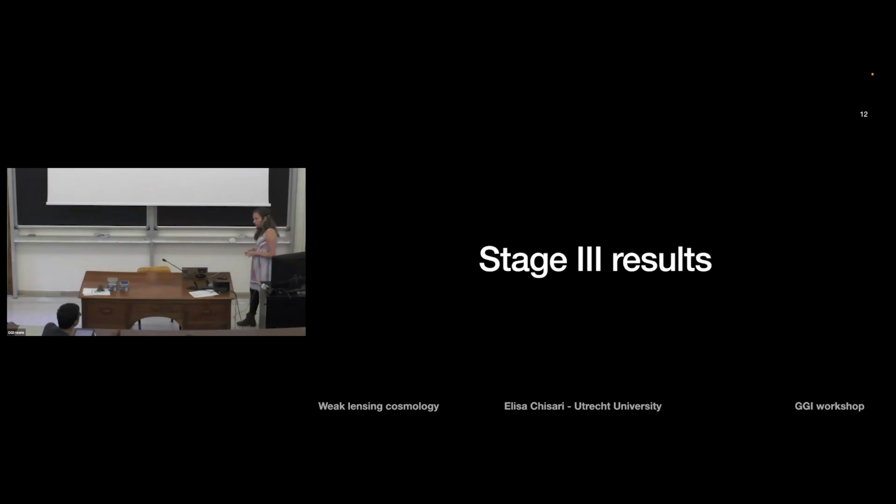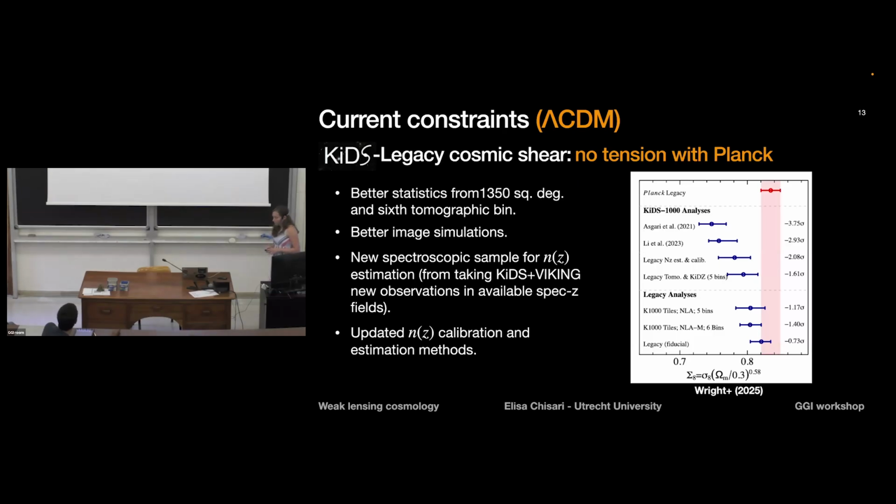All right. So now I'm going to give you an overview of where we stand in terms of the stage 3 results of these surveys before we progress to what the challenges are for stage 4. Okay. I'm going to do this mostly through plots from some of the KiDS papers, just because that's the one that I'm involved with. But I'm going to show you all of them, HSC and DES as well.